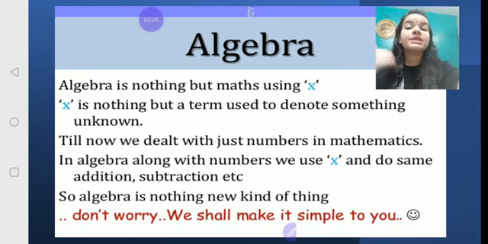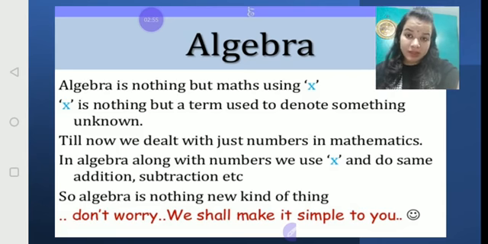You are going to assume it. Okay, you will consider it as x. Okay, whenever things are not known to us, the unknown number is taken as x. Okay, till now we dealt with just numbers in mathematics. In algebra, along with numbers, we use x and do the same operations of addition, subtraction, etc.